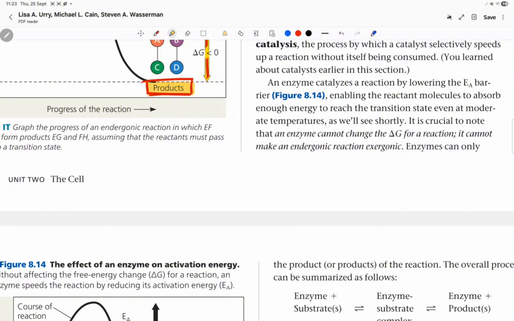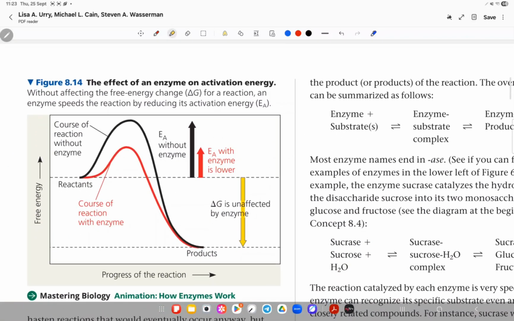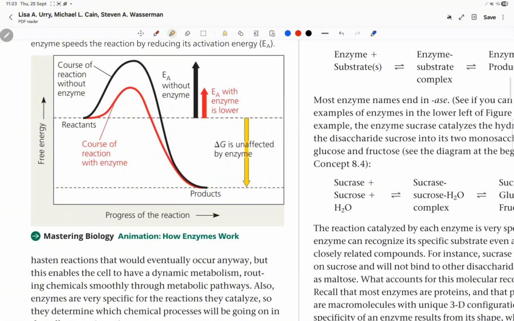An enzyme will never change delta G. It will never make an impossible reaction possible. It will simply make the reaction faster. That's all it does.